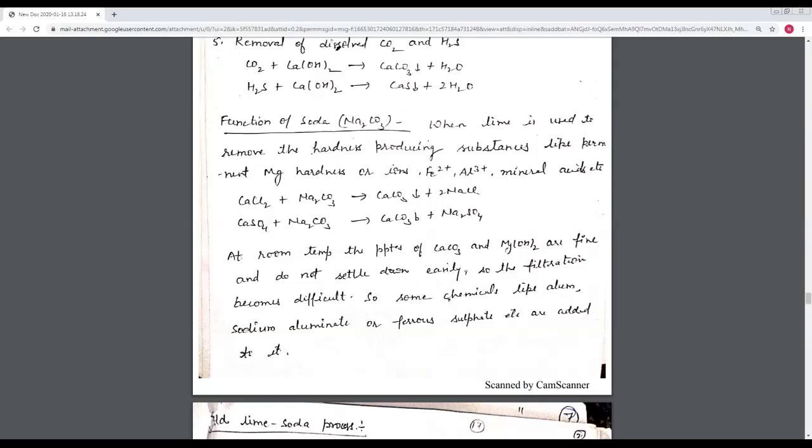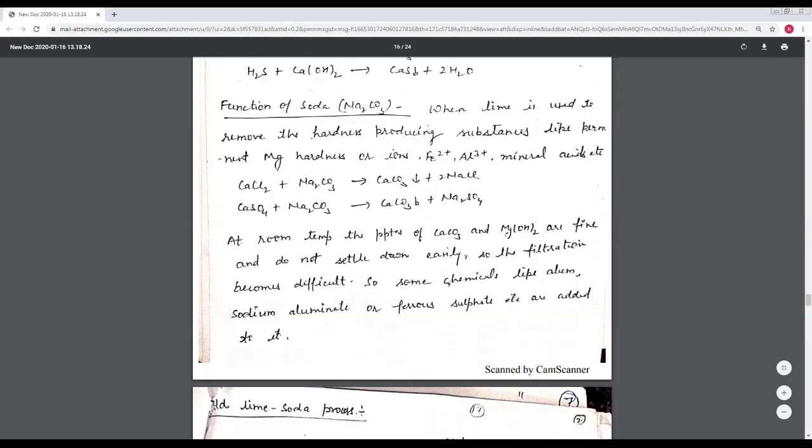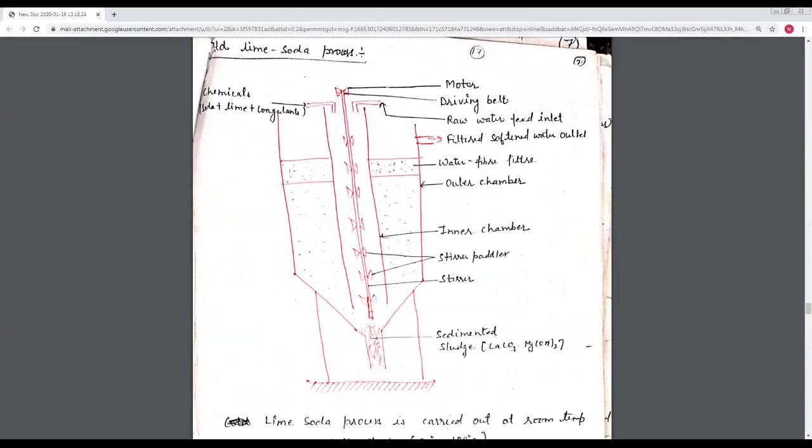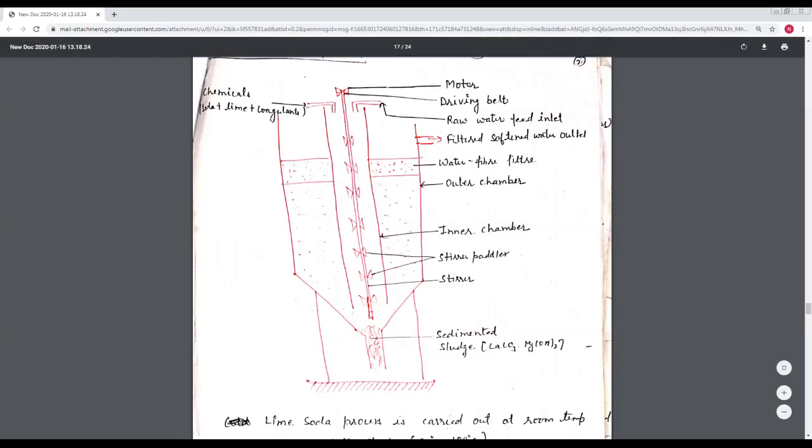And in the hot lime soda process, we use heat and it is completed at 90 to 100 degrees centigrade, so it is called the hot lime soda process. Here I discuss the hot and the cold lime soda process. This one first is the cold lime soda process. This is the diagram of the cold lime soda process.